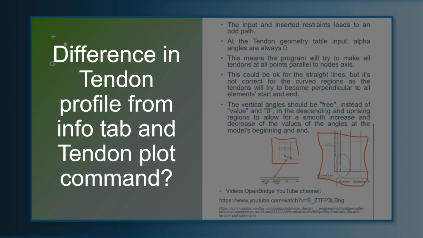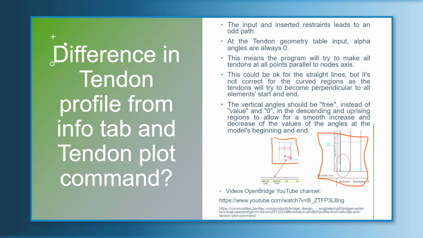Difference in tendon profile from InfoTab and InfoPlot comment. This type of issue is mostly related with the restraint conditions for the tendon points geometry. The user needs to check where to place the inflection point and the alpha angle values introduced with 0 and free. So the vertical angles should be free instead of value 0 in the descending and uprising regions to allow for a smooth decrease and or increase of the angle values when the program is calculating the tendon's parabolas.